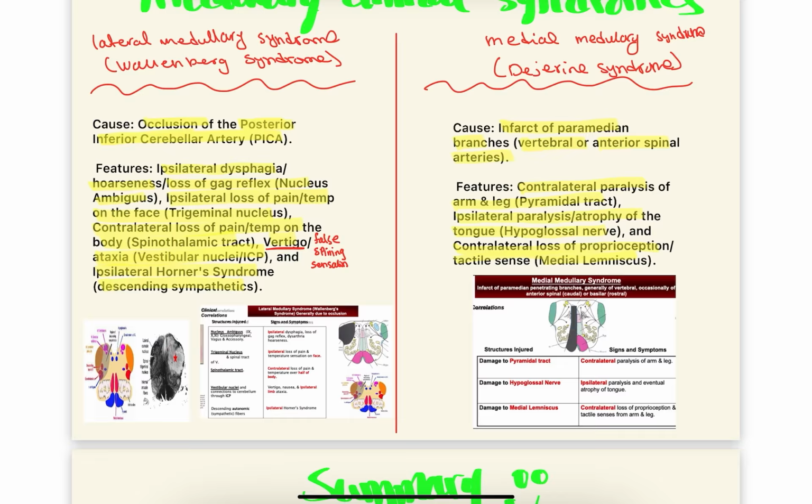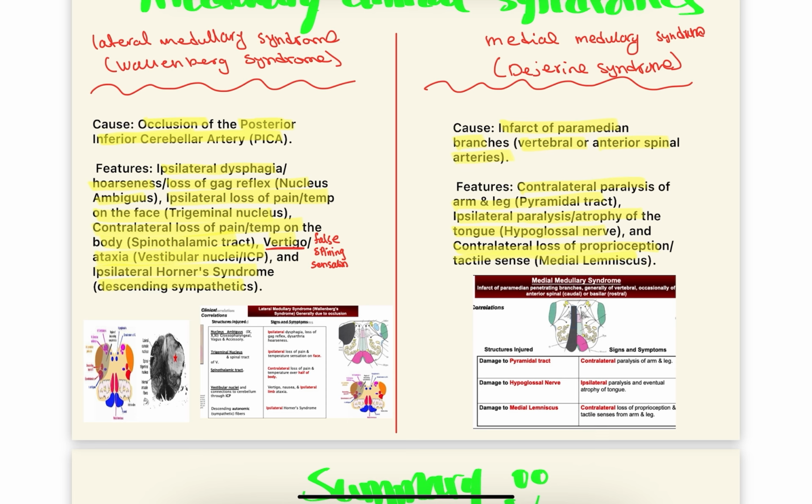Now, for the medial medullary syndrome called the Dejerine syndrome, it's because of the paramedian branch of the vertebral and anterior spinal artery. In this case here, I will have what? It will affect what? The arms and the legs. So contralateral paralysis of the arms and the legs, and ipsilateral paralysis of the tongue, and contralateral loss of the tactile sensation because of the medial lemnisci.